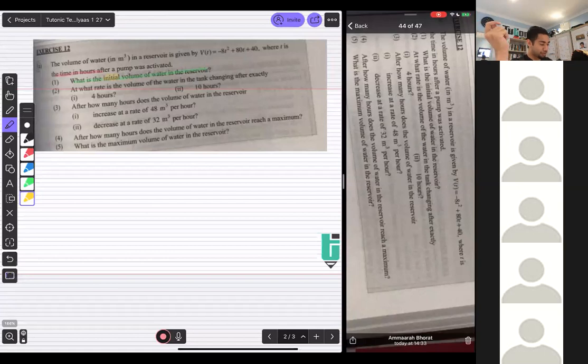So what's the volume at the start? How would you work it out? You just sub in 0 wherever you see T. It's just 40. 40 is the y-intercept, right? What is the y-intercept?